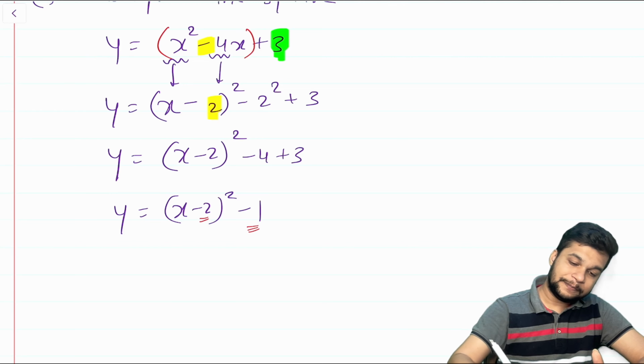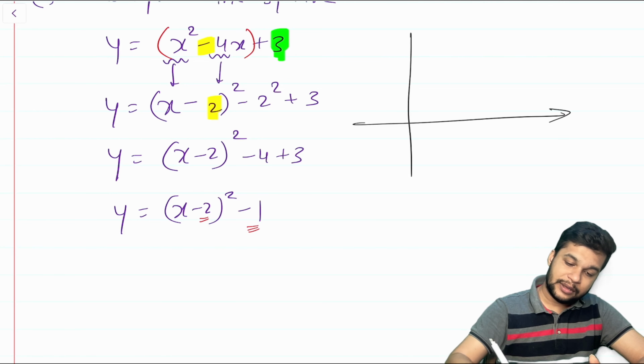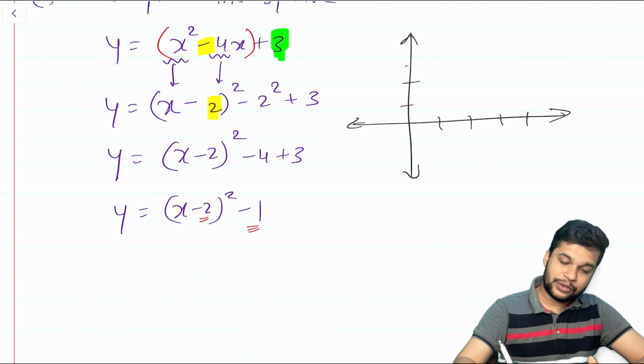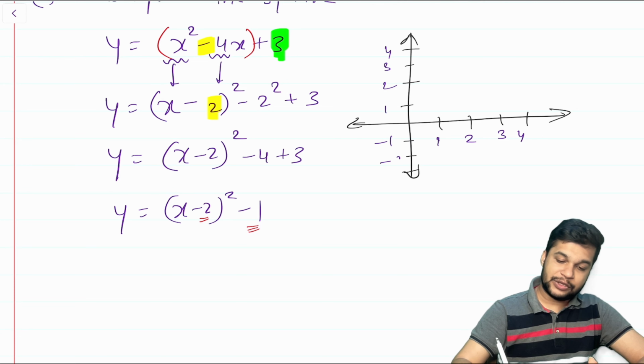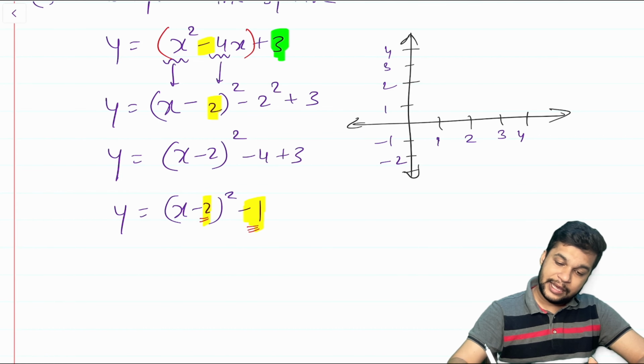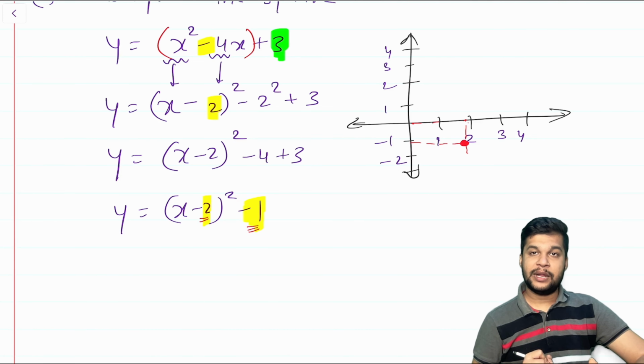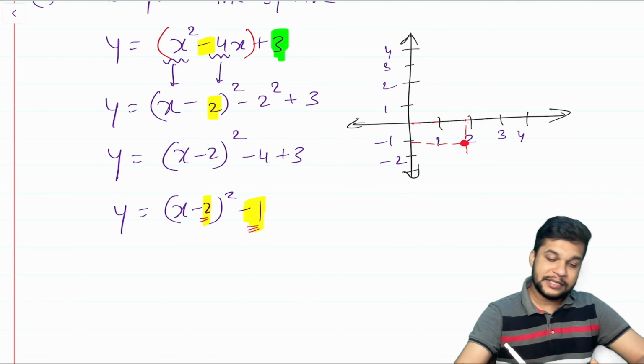So I'll draw the Cartesian plane. Let's say 1, 2, 3, 4. 1, 2, 3, 4. 1, 2, 3. Okay, so I'll quickly label it. 1, 2, 3, 4. 1, 2, 3, 4. Minus 1, minus 2. Okay, so I know the coordinates of the vertex. The coordinate of the vertex is 2, minus 1. So it will be somewhere here. Okay, so let's say it is here. 2, minus 1.